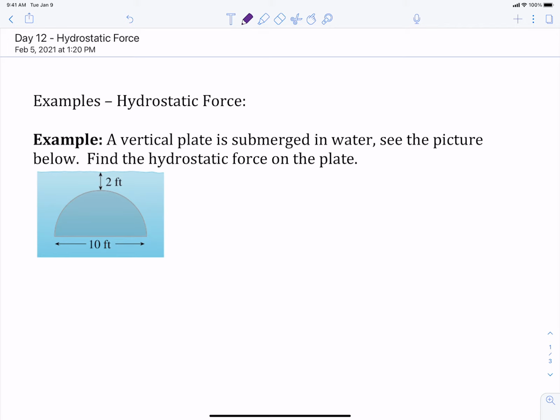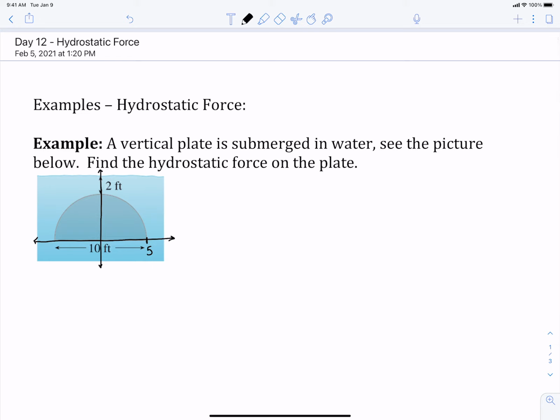So what we're going to need to do is put this on an axis somehow. The easiest thing to do, since this is a semicircle, is to put it on an axis so that its center is sitting right there at 0, 0, and the radius is sitting out here at 5. And then in terms of the depth, the top of our water is up here at the top of our picture. So again, that's 5, and this is 2 feet below the top. So the total depth, the deepest this window goes, is 7 feet.